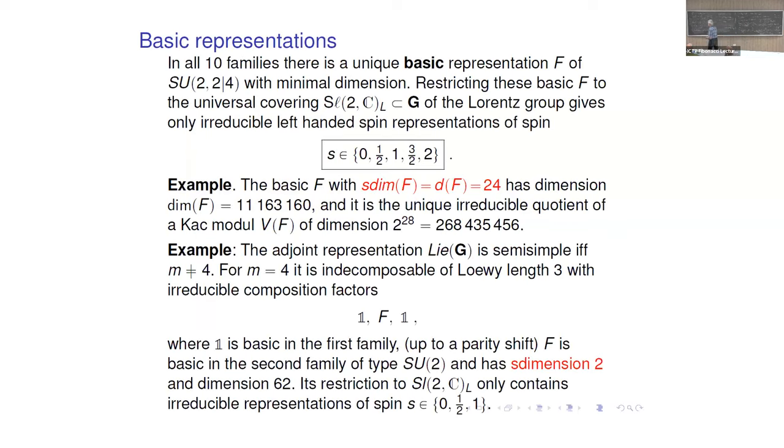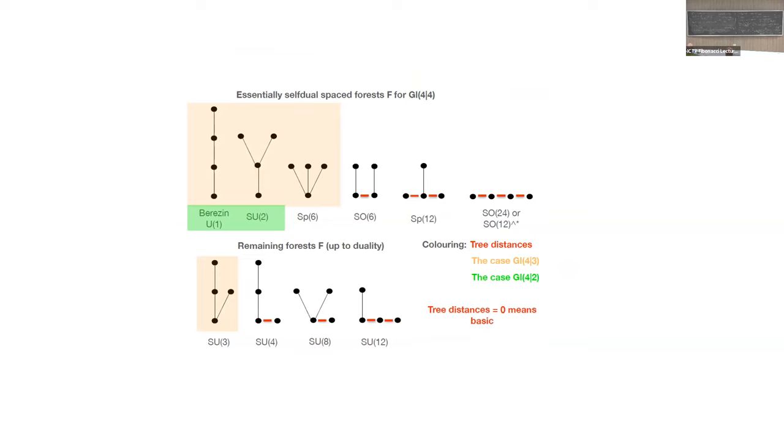So I come to the last point. Before I finish, I should say that each of these families has a unique member, namely these representations have dimensions. And they have superdimensions. The superdimensions of the representations here are 1, 2, 6, 6, 12, 24, 3, 4, 8, 12. That's the superdimension. But they have a dimension, and the dimension depends on the spacing. If the distance is 0, this is the unique basic member, the smallest dimension in this whole family of representations.